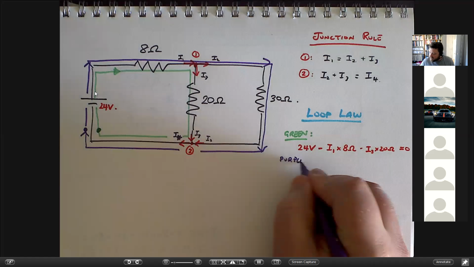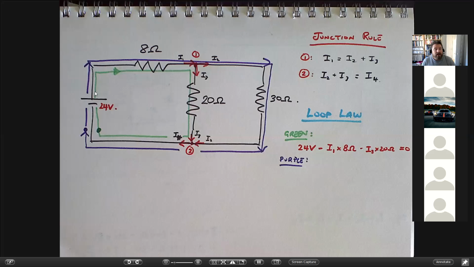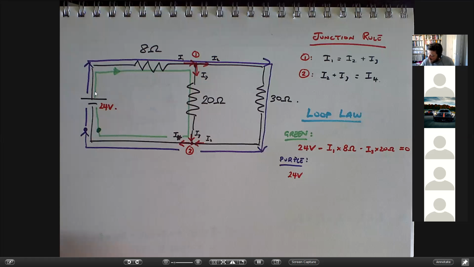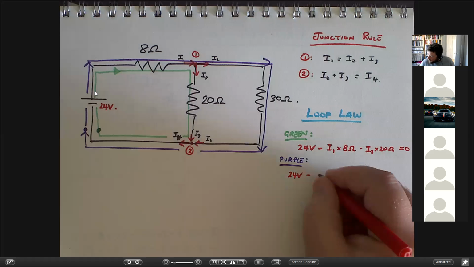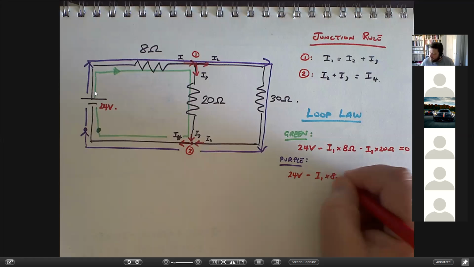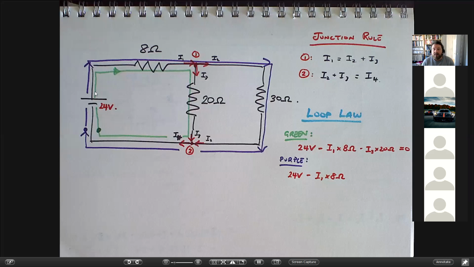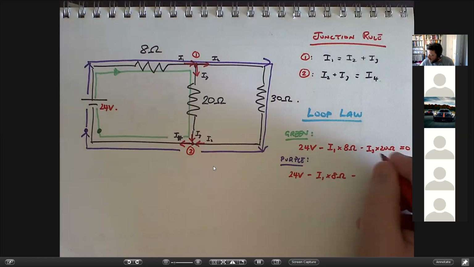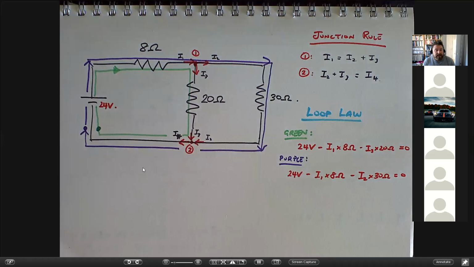You don't have to call them by colors. You can call them 1, 2, 3. You can call them whatever you like. As we go around that loop, once again, we get 24 volts to begin with. We lose that same 8 ohms times I1, that's V on that first resistor. But then this third term is different because we're going a different path now. We're going through this 30 ohm one, so that's going to be minus not I3, but I2 times 30 ohms. And all of that equals 0 because we get back home again to the purple dot.